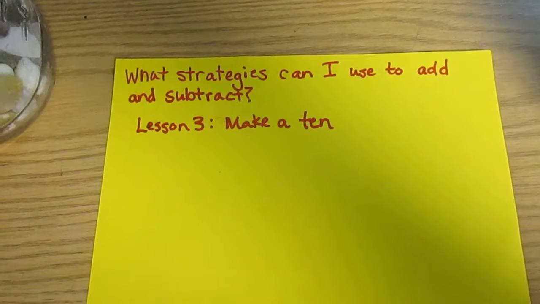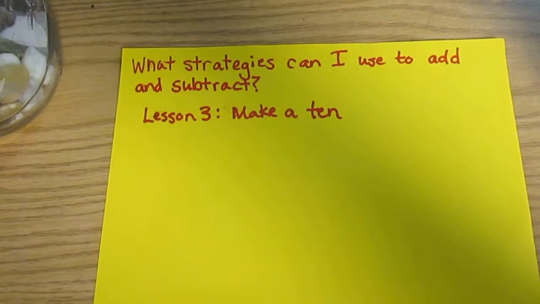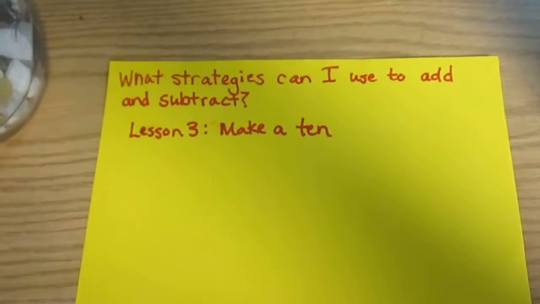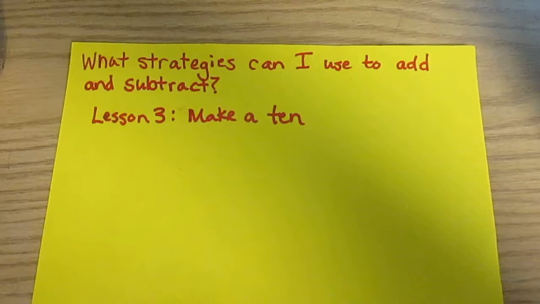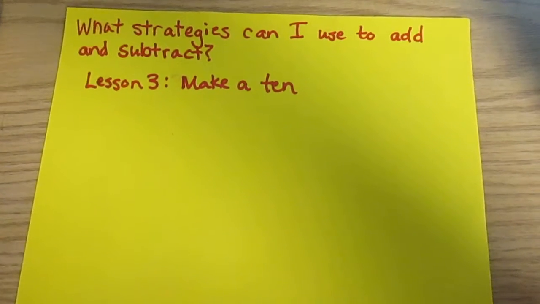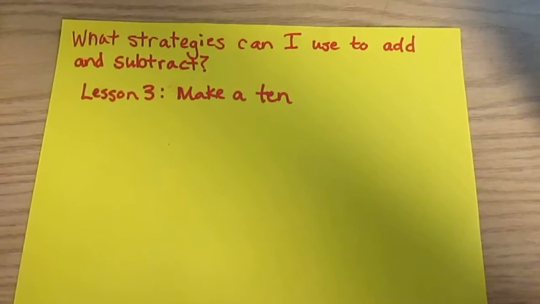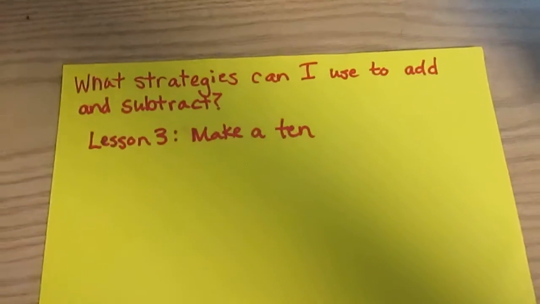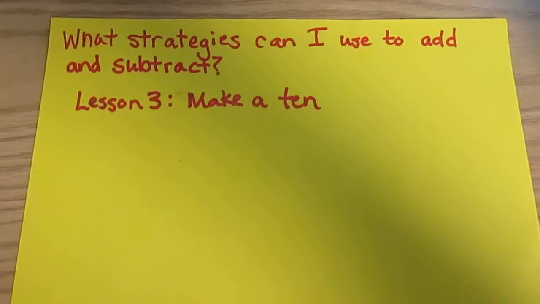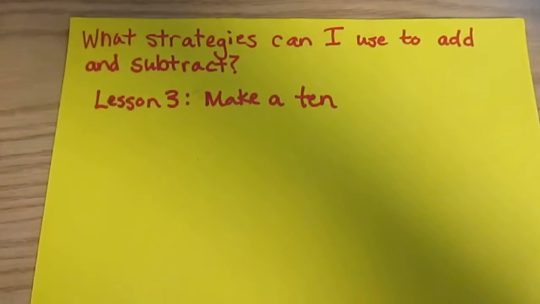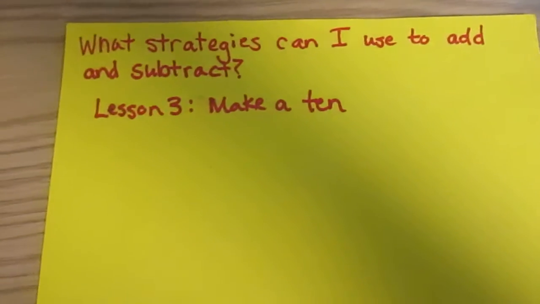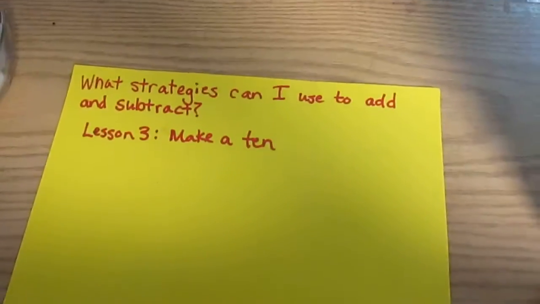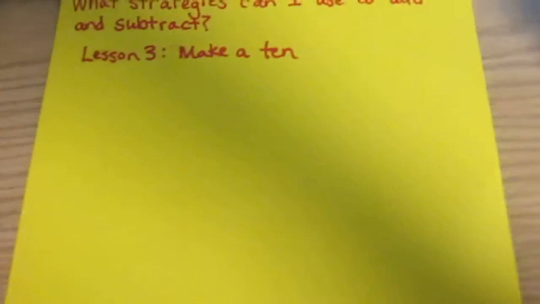We just talked about counting on using a number line last lesson, and this lesson we're going to talk about making a 10. What the review song was about was the numbers that make an exact 10. Now this strategy is not exactly that, but you are using those facts to help you with this.